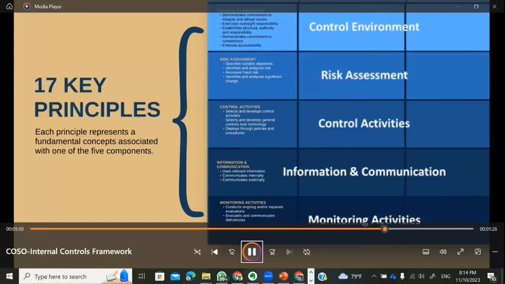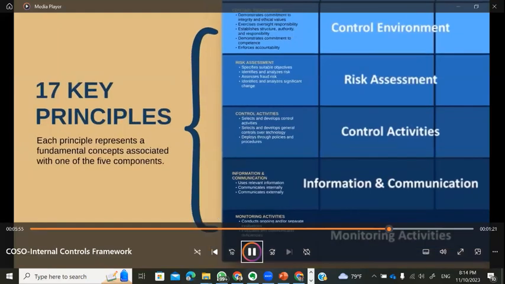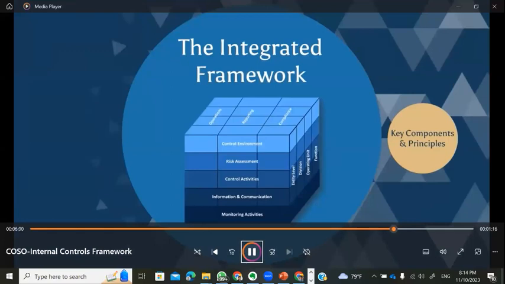In summary, the 5 key components of internal controls are needed to achieve the objectives of your organization. This system of internal controls will require the support of your entire organization to carry out their respective duties regarding internal controls. Again, I would encourage you to visit the COSO website to learn more about the integrated framework.